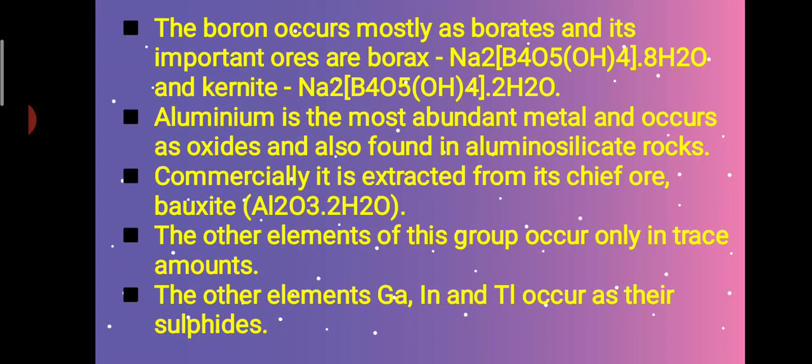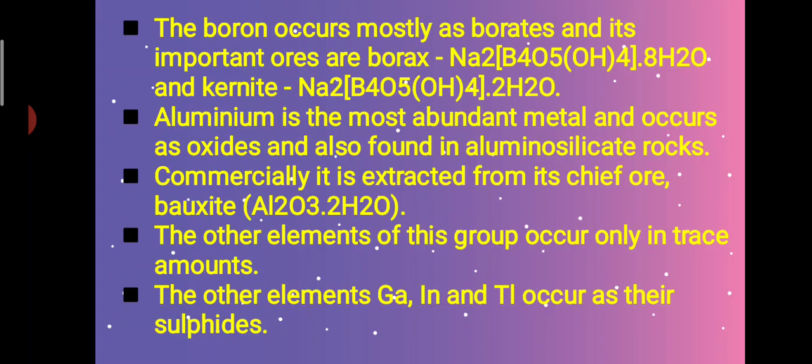And next, after boron you have aluminium, which is the most abundant metal, and it is always existing in the form of oxides as aluminosilicate rocks. The chief ore of aluminium is what? Bauxite, Al2O3.2H2O. Next, if you take the other elements like gallium, indium and thallium, they occur as sulfides.